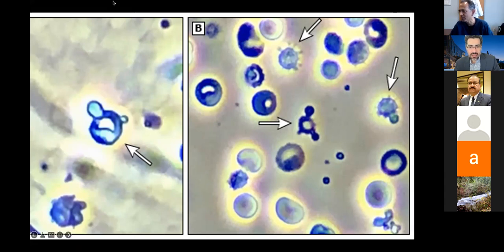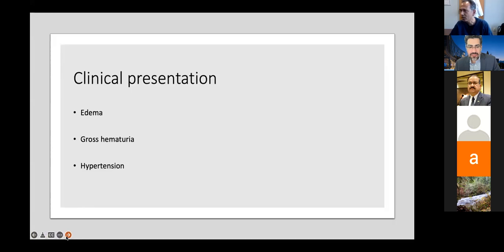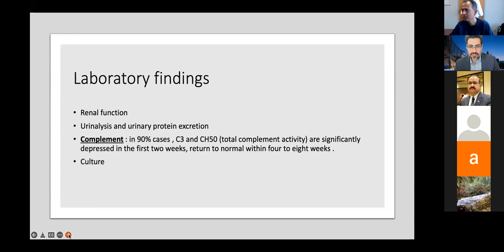I will not spend much time on that, but because of GN, there's hematuria, proteinuria, and hypertension because of salt retention. Edema is common. Hematuria is common, but not always. Some cases are just microscopic hematuria, some are gross hematuria. It depends on the presentation or severity of the condition. So the next slide is the lab findings: renal function abnormalities, hematuria, proteinuria.